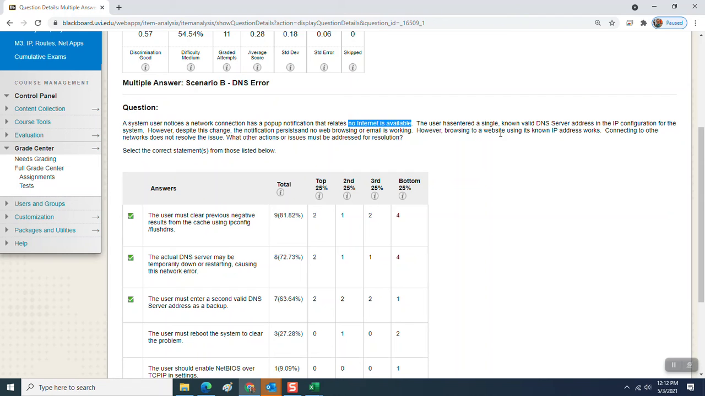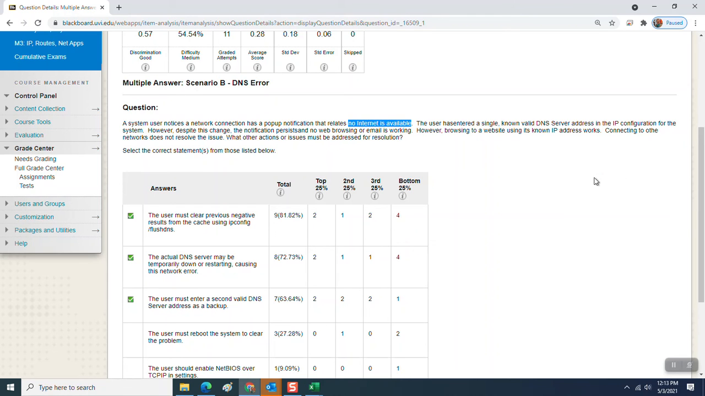However, browsing to a website using its known IP is possible, right? So that's the way this should read. The sentence says you can browse to a website using its known IP address. So your networking is correct, but you don't have a way to use the name for the network. Connecting to the network does not resolve the issue. Connecting to other networks does not resolve the other issue. What other actions or issues must be addressed for resolution?